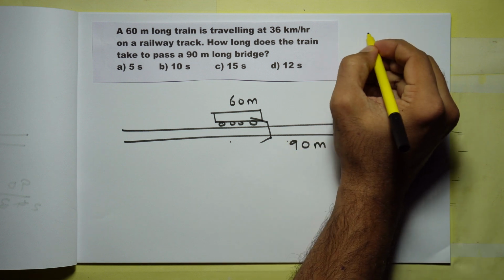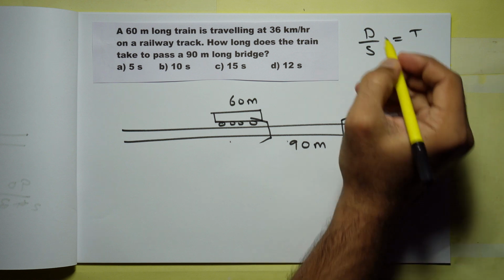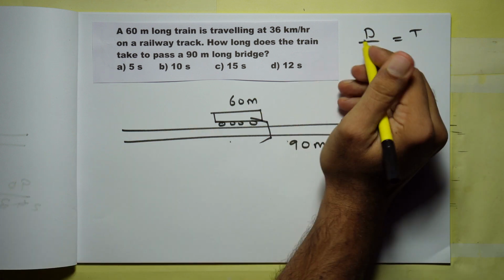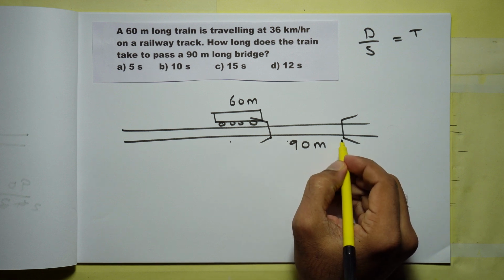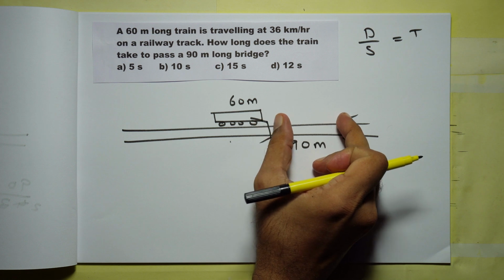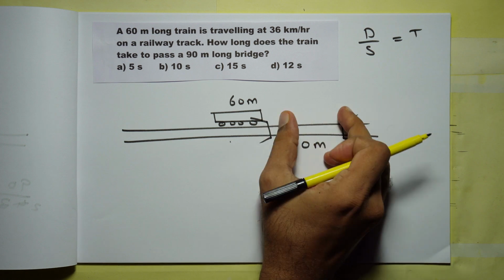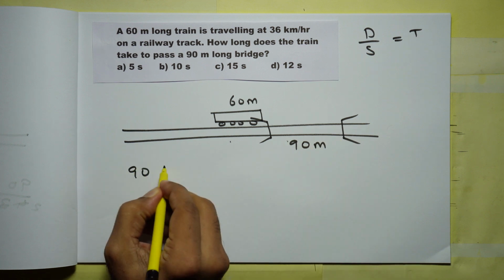Now you have the basic formula, distance by speed gives you time. So first we'll find out the distance the train has to move. Now the length of the bridge is 90 meters. So first the train should cover this 90 meters. Then the train will reach this point. So first the length of the bridge has to be moved, that is 90 meters.